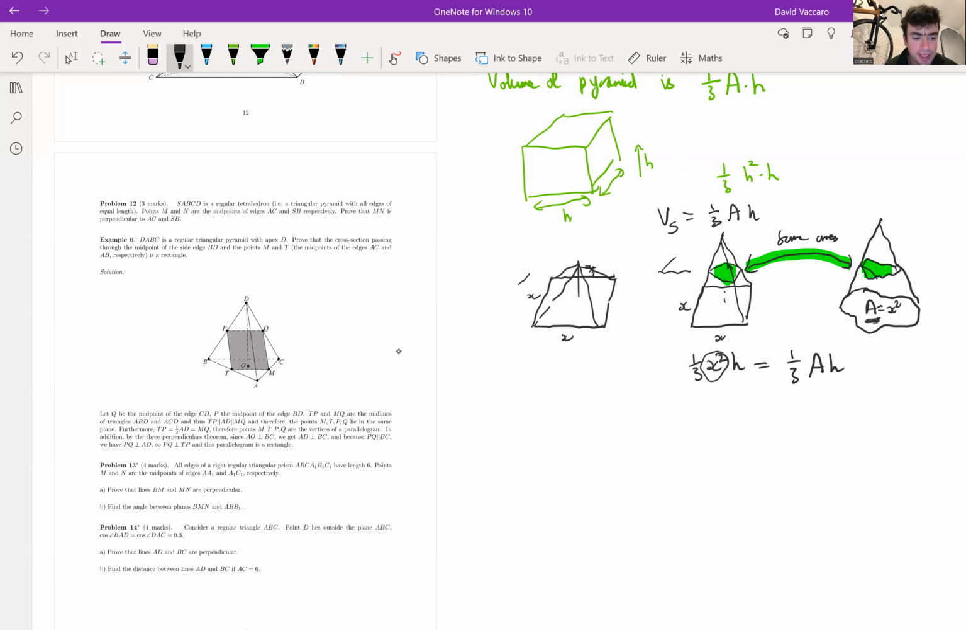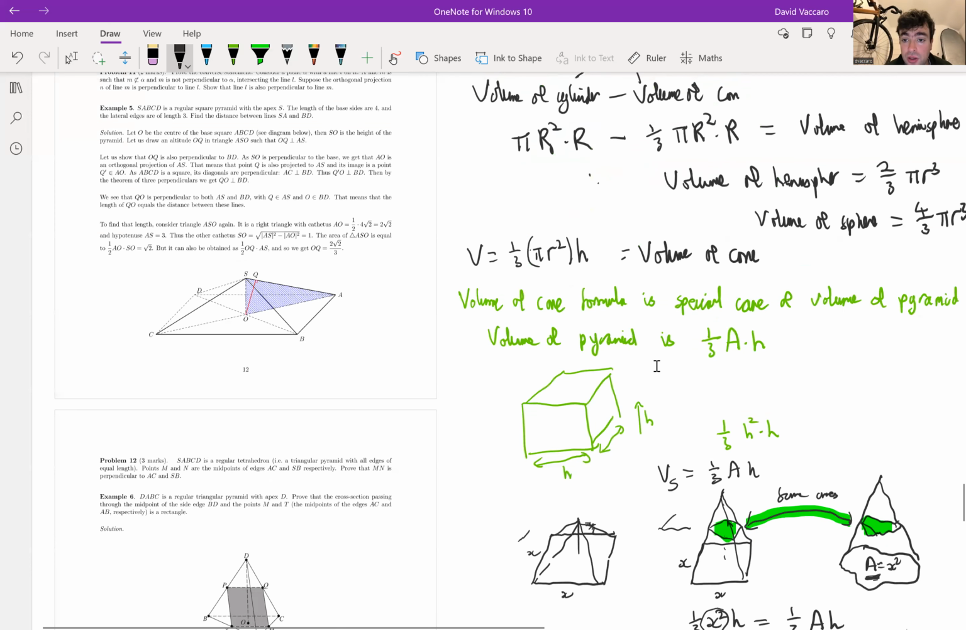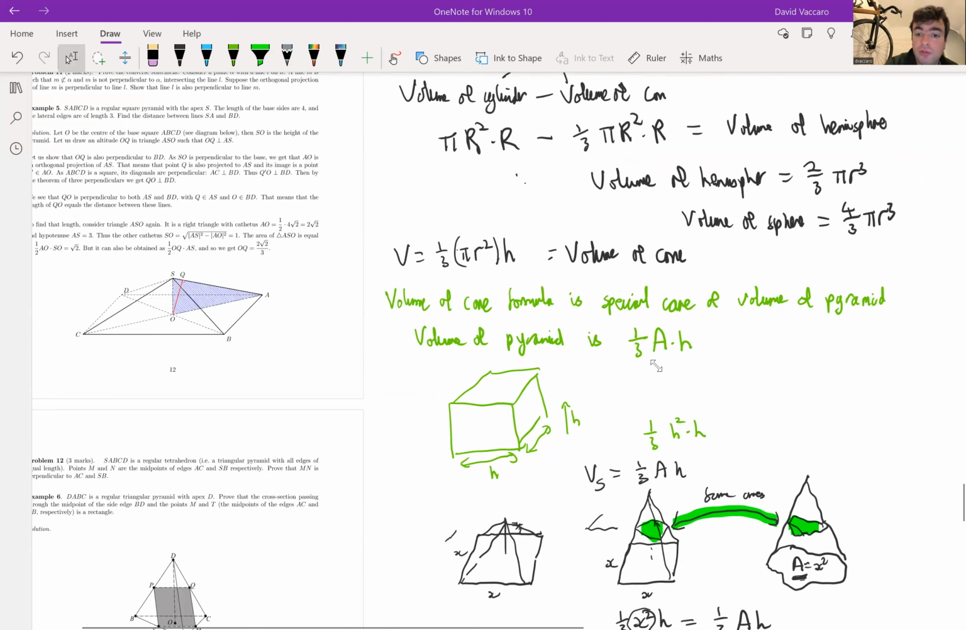So what we've got here is we've gone from one special pyramid where we've known its volume, which is the square base pyramid that you get from cutting a cube. We've then manipulated it to turn it into any pyramid in such a way that the volume satisfies the same formula. Okay, and because a cone is just a special case of a pyramid, the volume of a cone is now justified.